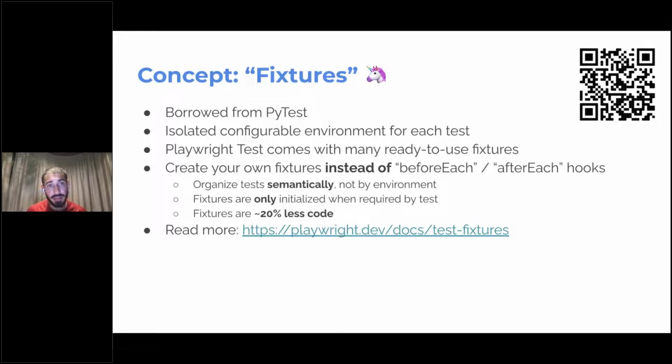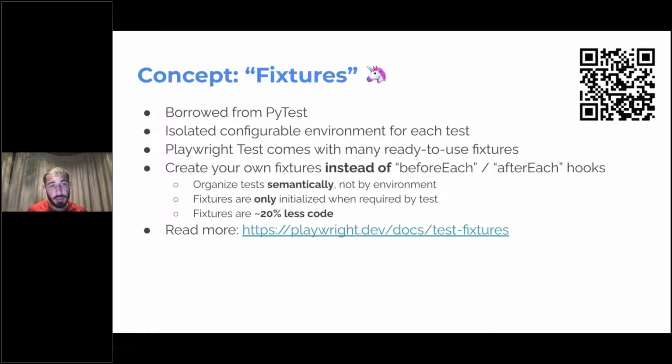You can actually create your own fixtures, and we encourage you to do so instead of using beforeEach and afterEach hooks, because this way you can organize tests semantically instead of by environment, like you have to do with hooks. Fixtures are also very performant, because they are not initialized unless they are used by a test. If you have a test that doesn't use a page, then the page is not even opened. And as reported by some of our clients who were migrating from hooks to fixtures, fixtures mean 20% less code, which is easier to manage and means fewer bugs.